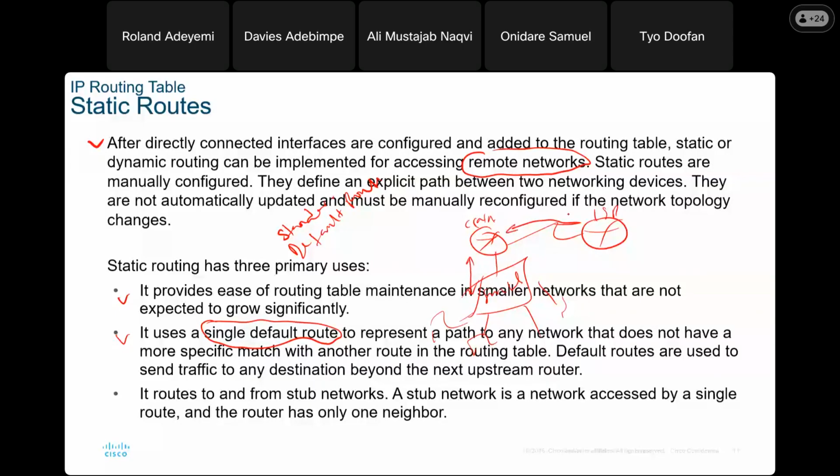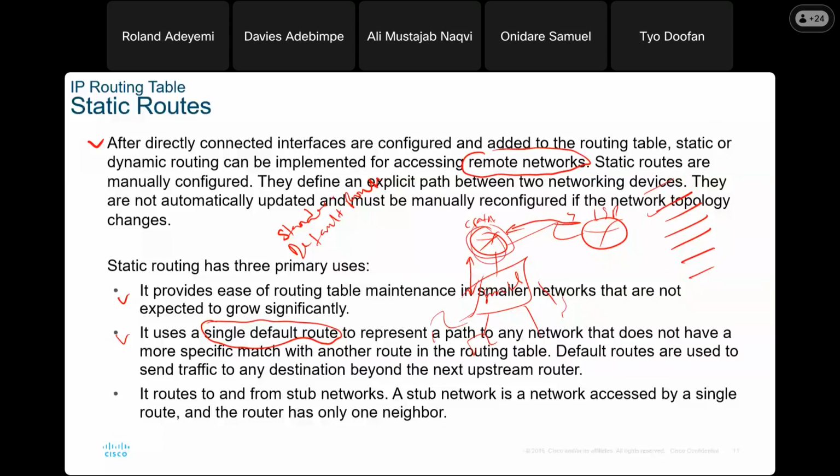So what happens when we want to go to Google, Yahoo, Facebook, Instagram, Amazon, AliExpress? All kinds of websites out there, and those are different networks. How many of those networks will I have to tell my router?